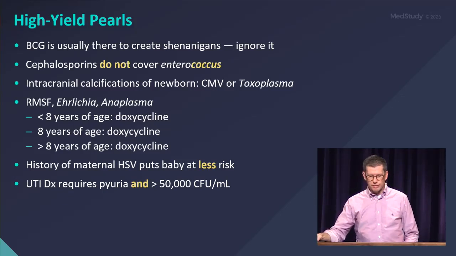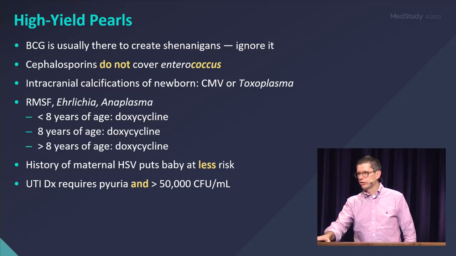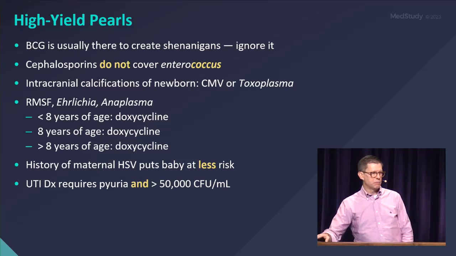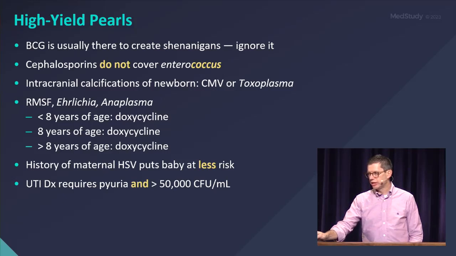Okay, the things I want you to take home from an ID perspective: the BCG vaccine is usually there to create confusion, so just ignore it. Cephalosporins do not cover enterococcus, so in particular, think about UTIs in kids who might have an enterococcal UTI that are empirically started on a 2nd or 3rd generation cephalosporin. If they're not getting better, it's likely because they have an enterococcal infection. For intracranial calcifications, the 2 things you need to know about are congenital CMV and congenital toxo. If they give you an epi history for intracranial calcifications, you think of congenital Zika.